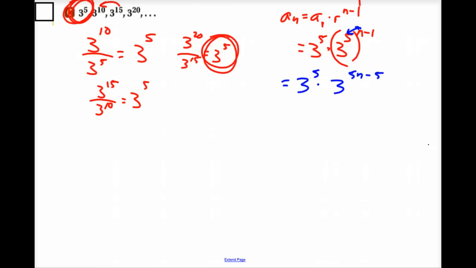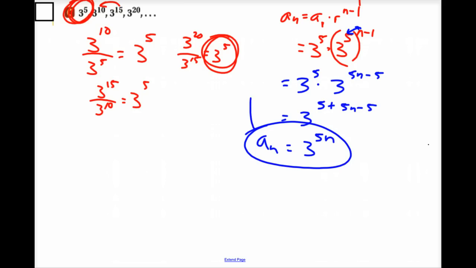Now bases are the same, so I can go ahead and add exponents, and that turns into 3 to the 5n. Because the 5 and negative 5 cancel. So this is a simplified version of that. So you might have a right answer, but maybe the back of the book has something different, or a friend has something different. They might have simplified further than you did. They might have combined exponents because they saw like bases.